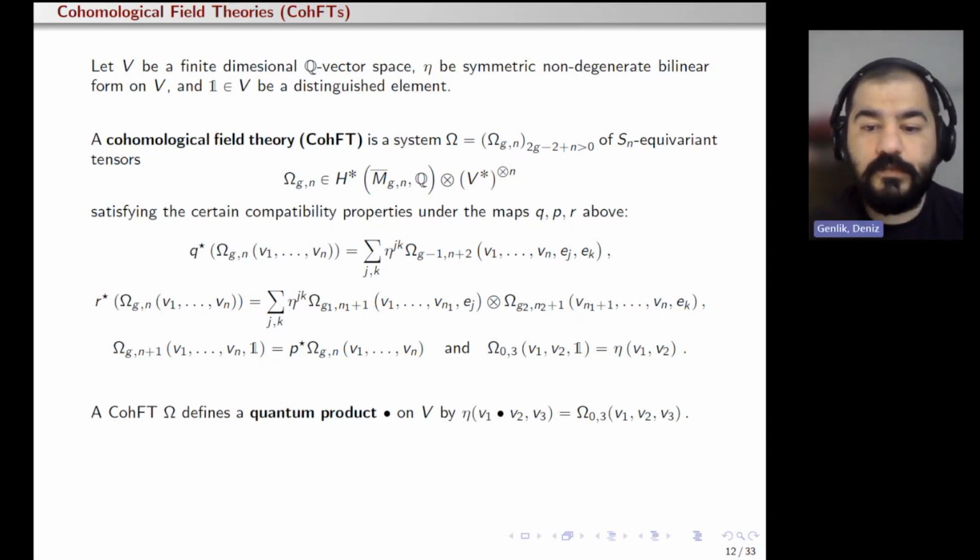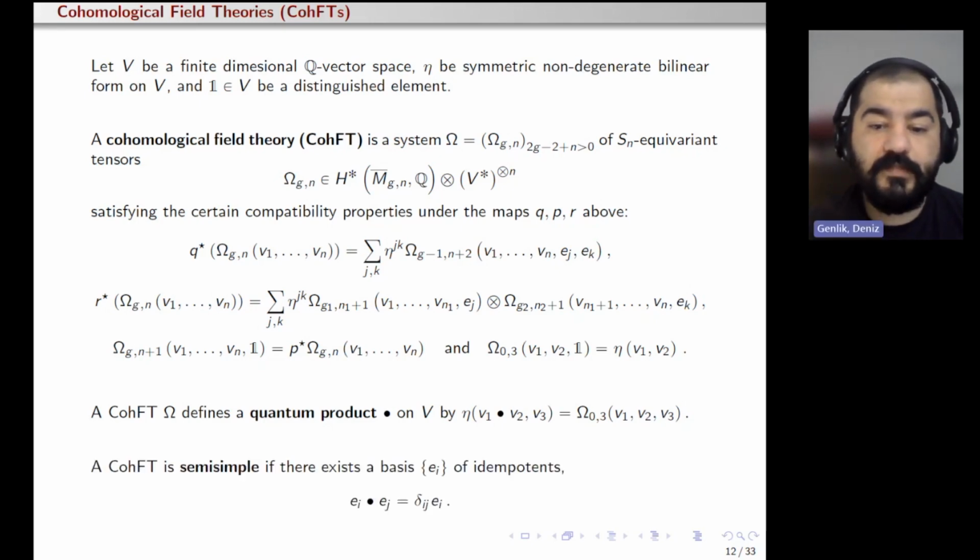One can define a product on the vector space by the non-degeneracy of the form eta, in this way. If this vector space has a semi-simple basis, or an idempotent basis, then we call the cohFT semi-simple. But in Gromov-Witten theory, the base is not a vector space; it is a module over a ring. So this setup also applies to modules over certain ground rings. In this case we picked Q, but it doesn't have to be Q. For Gromov-Witten invariants, for example, the base ring is the Novikov ring.